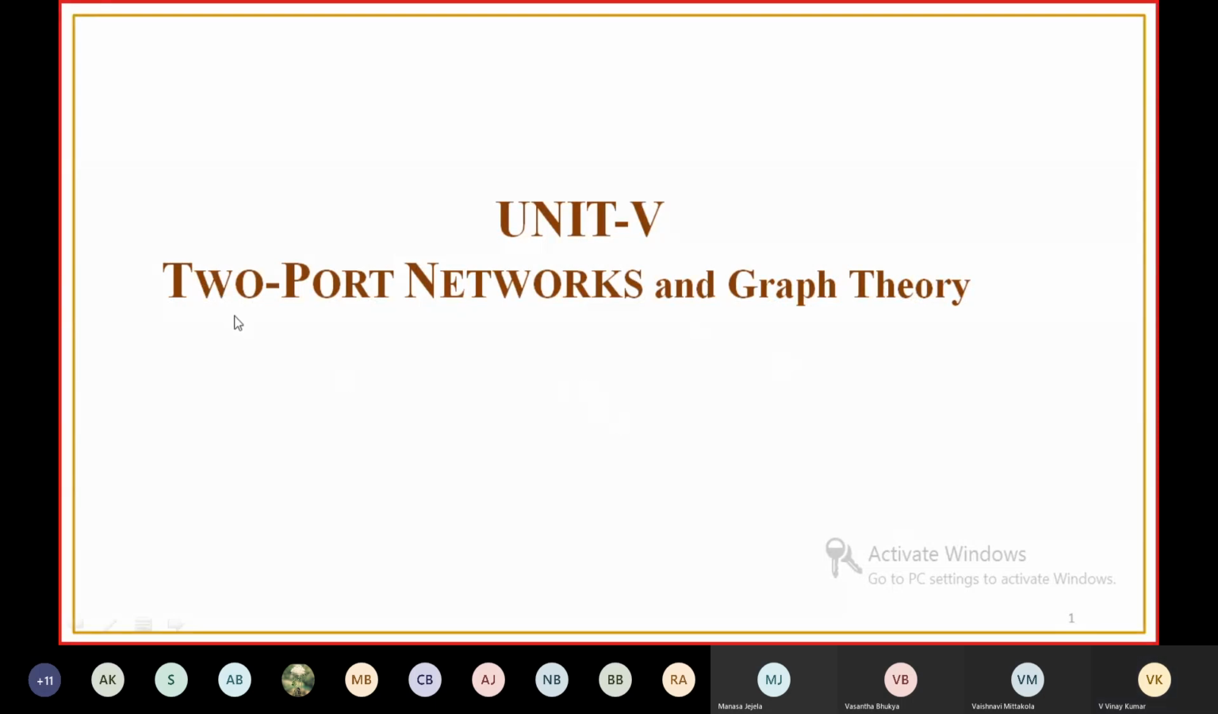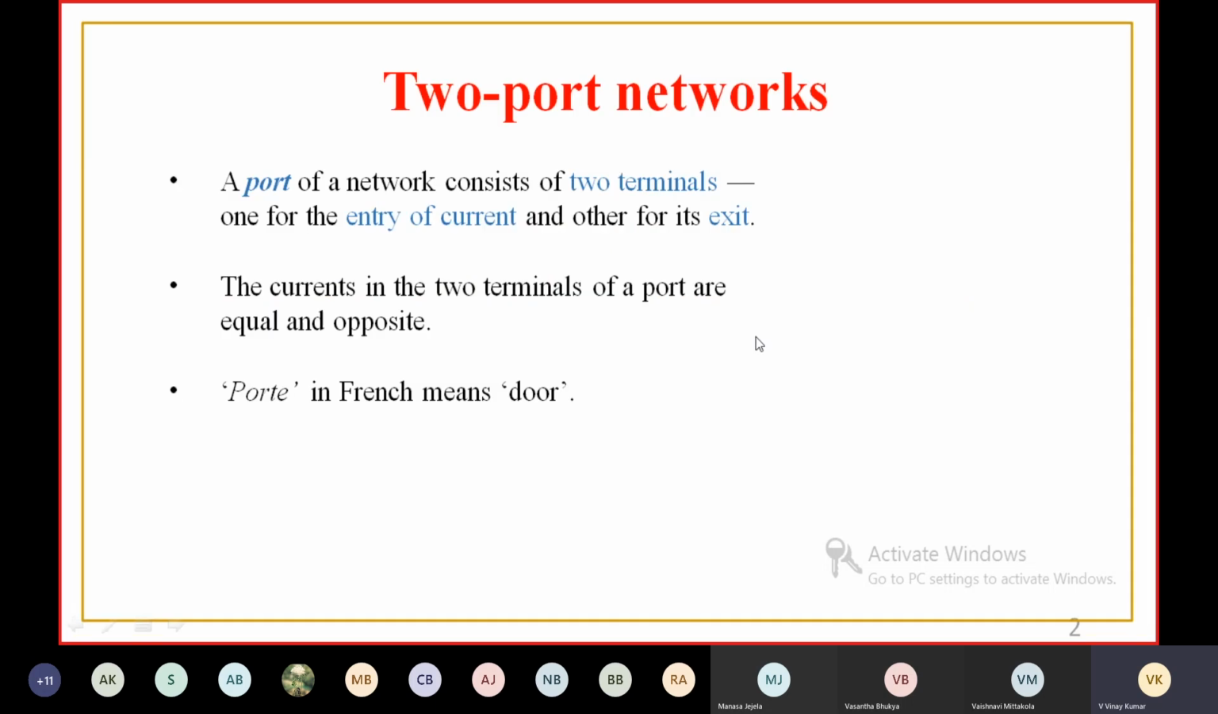Coming to Unit 5, two-port networks and graph theory. Today we discuss two-port networks. What is meant by port? Let us have a network. Let's have two terminals.